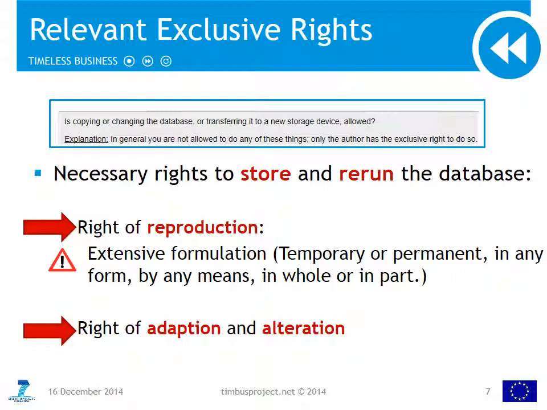In addition, an organization must gain permission for adaptation and alteration because these acts are required to perform migration. Migration refers to the process of moving a software system from its original environment to a new environment.